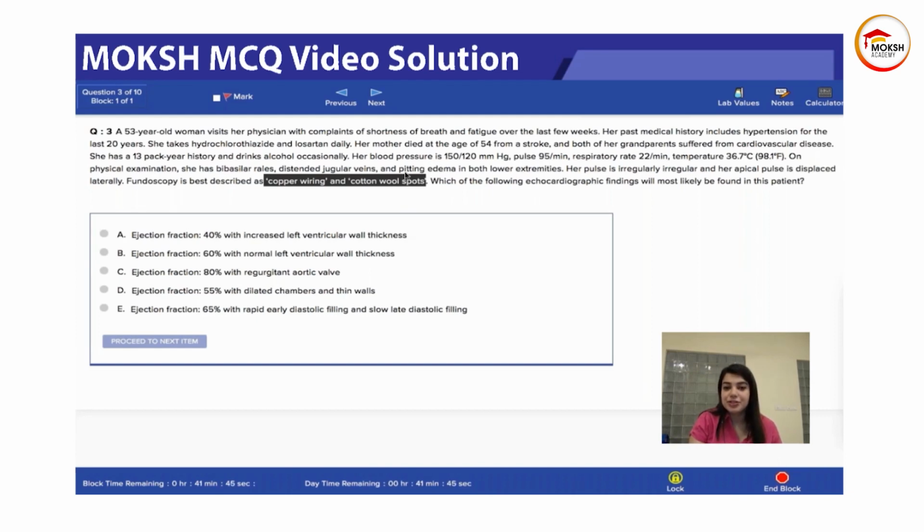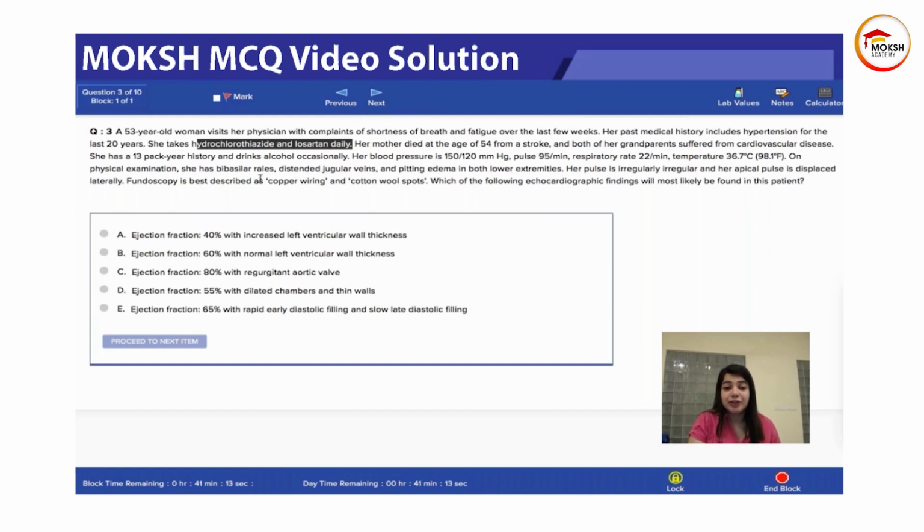So she has hypertension, right? That hypertension would lead to hypertrophic cardiomyopathy, and hence she's developing heart failure. Okay. Now, what are the classic findings of heart failure here? She has shortness of breath, fatigue, bibasilar rales, distended jugular veins, pitting edema, right? In addition to that, she has a history of hypertension earlier, and she was taking 2 drugs for them. She was taking hydrochlorothiazide and she was taking losartan.